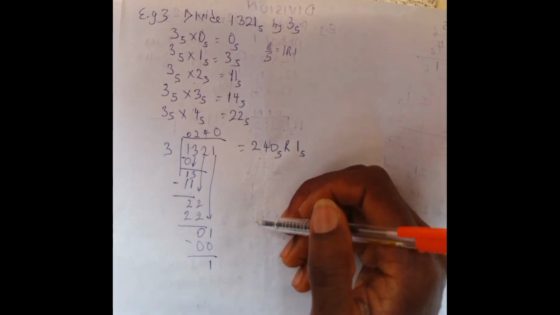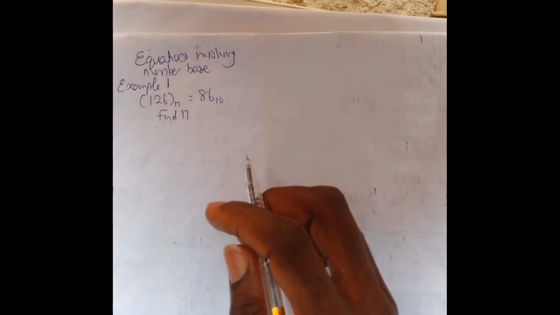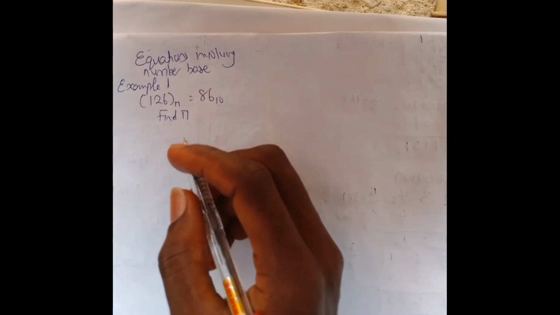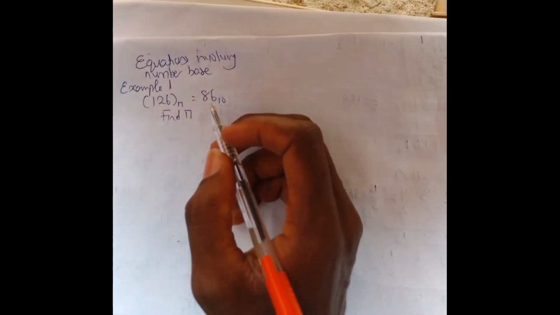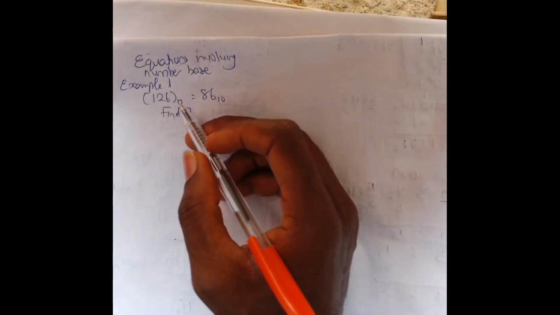Now let's go to equations involving number base. And this is to find n in this question. This one is already in base 10. We don't know what base this is, it just gives us n. So we have to convert this one to be the same base with this one here.